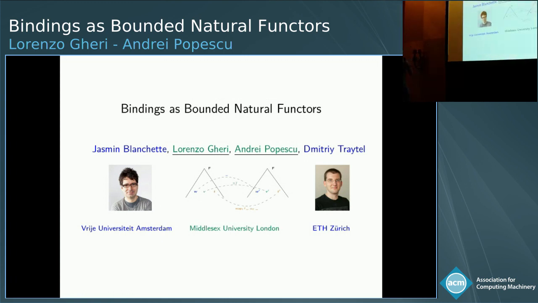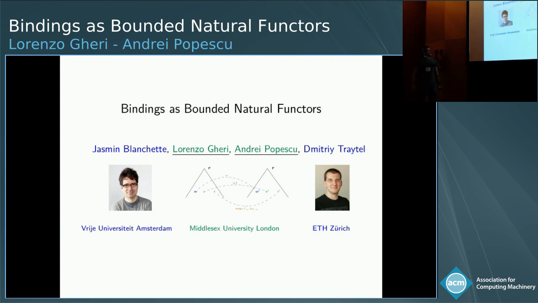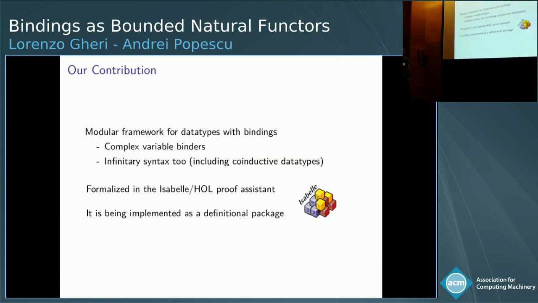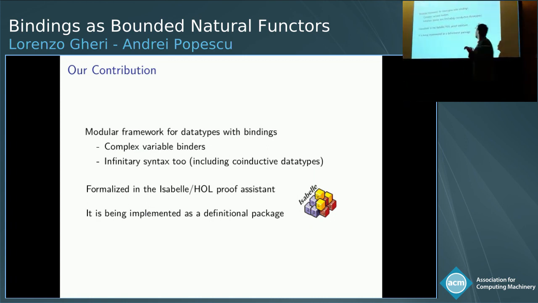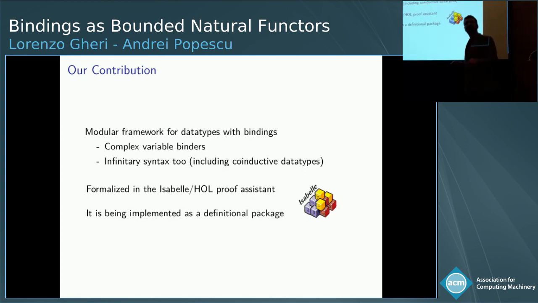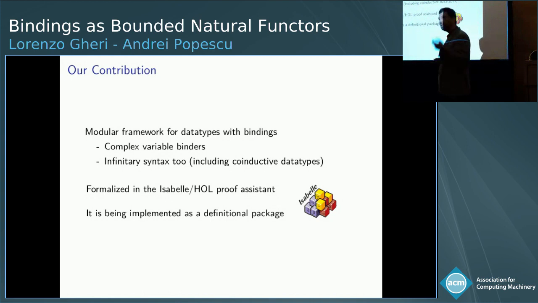It is joint work with Jasmin and Dimitri, our long-term collaborators. Let me very quickly say what we do in this paper, because I may not get a chance to during the talk. We introduce a general framework that makes it easy to reason about possibly complex variable bindings. It emphasizes modularity, and it is more flexible than nominal logic, say, in that it deals with infinitary structures as well, such as co-data types. The framework has been formalized in Isabelle/HOL and will be made available as a definitional package. It will be made available to the users soon.